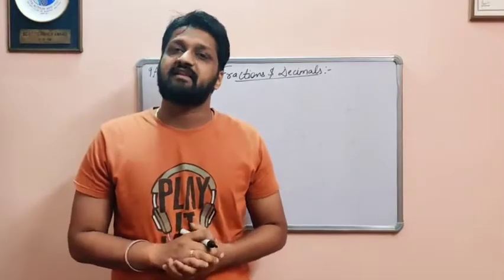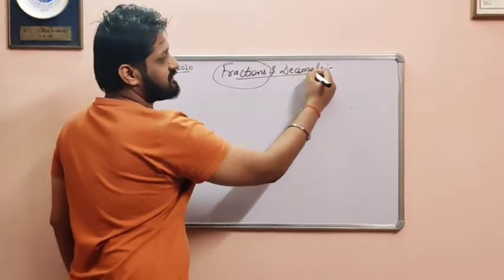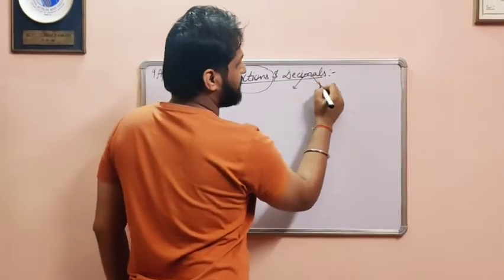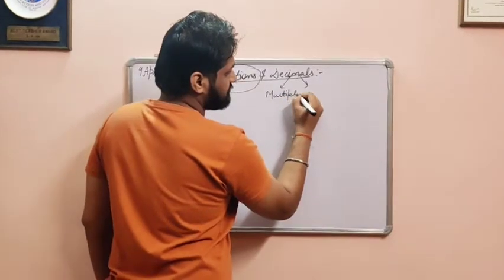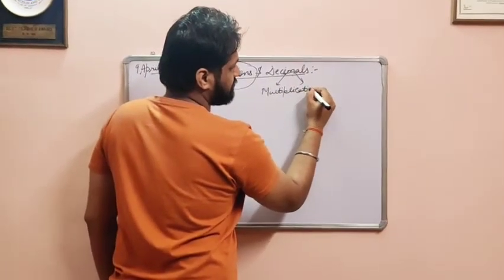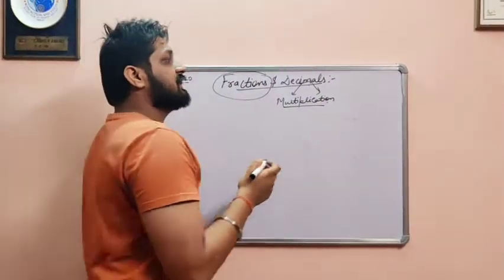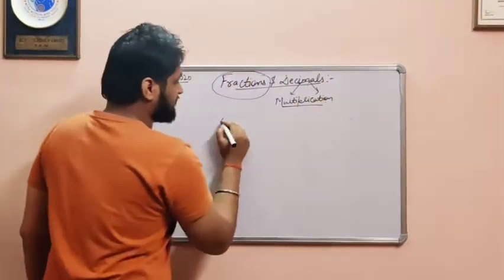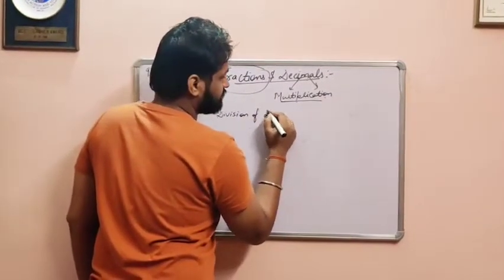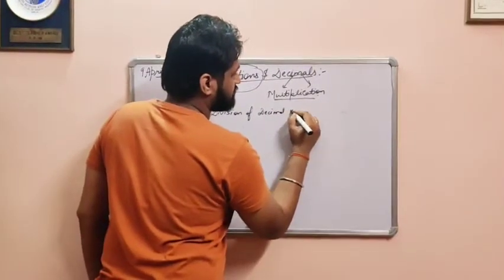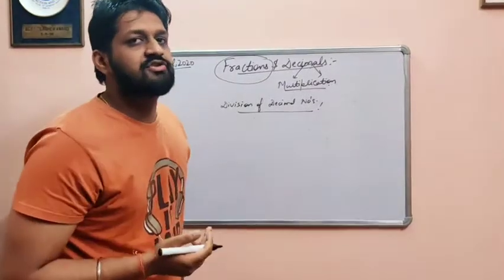This is chapter 2 of the NCERT book, and in this we have already discussed fractions. Decimals are going on, and in decimals so far we have discussed the multiplication of decimals. Multiplication of decimals we have already discussed, and today we will start a new topic, that is division of decimal numbers. Before that, let's do one more question.